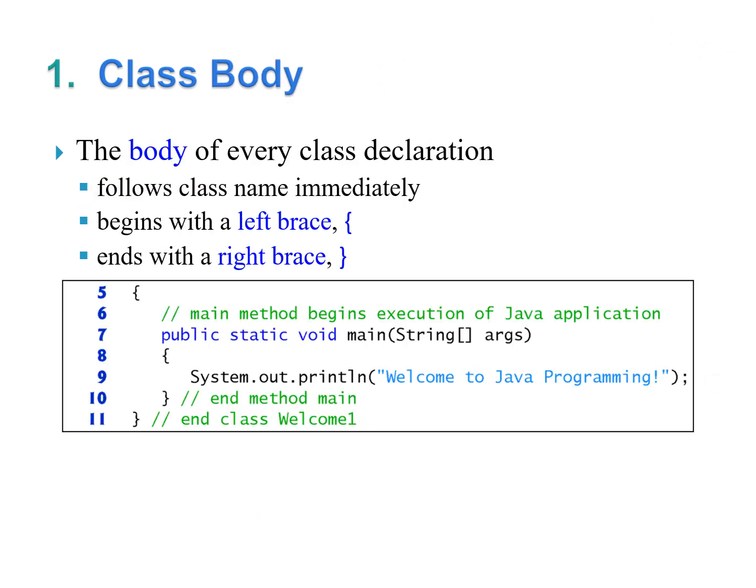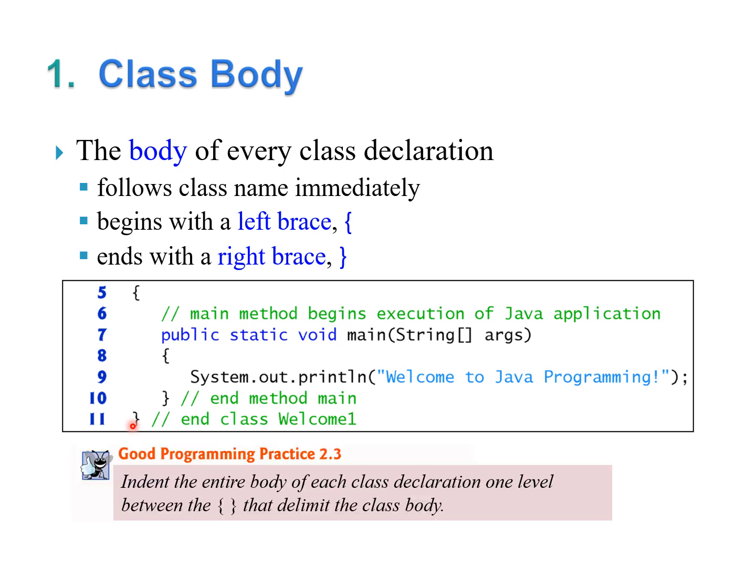The class name in a class declaration must be followed immediately by the class body, which begins with a left brace and ends with a right brace. For good programming practice, you should indent the entire body of each class declaration one level between the pair of braces that delimit the class body.